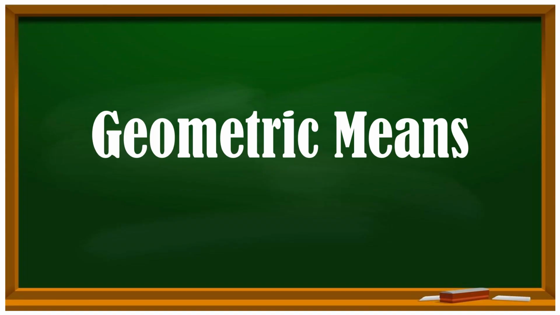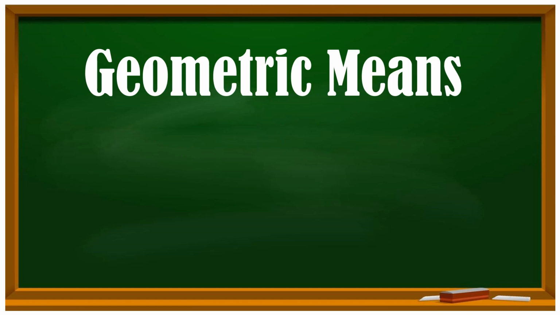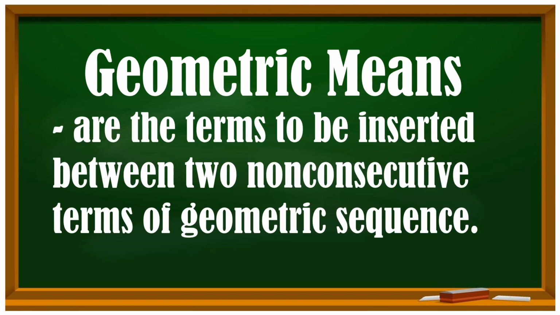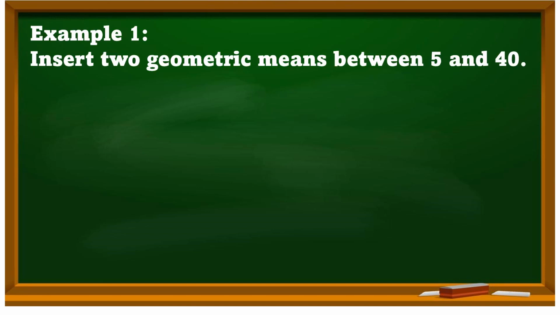In this video, we will discuss geometric mean. Geometric means are the terms to be inserted between two non-consecutive terms of a geometric sequence. For example, number 1: insert two geometric means between 5 and 40.